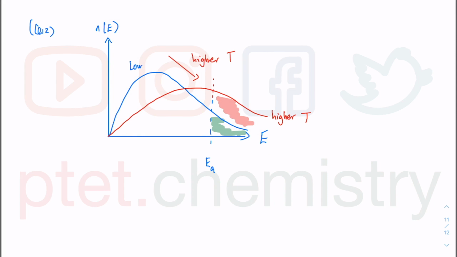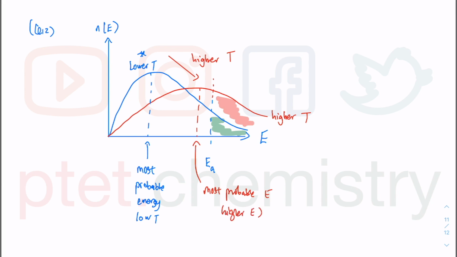But anyway, what happened at the lower temperature? If this is the original one, then at the lower temperature, this is the most probable energy. You can imagine that as the turning point. This is the most probable energy at lower T, whereas the red one here, let's say, is the most probable energy at the higher temperature. So they are not going to stay the same, so option A is definitely wrong.